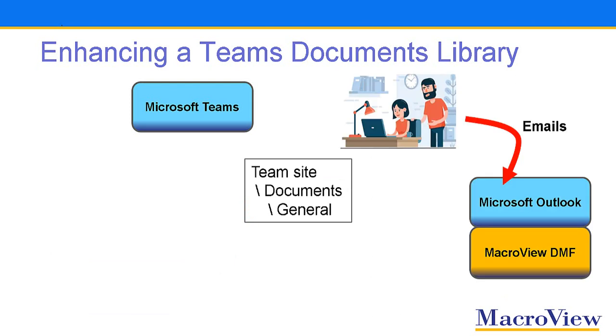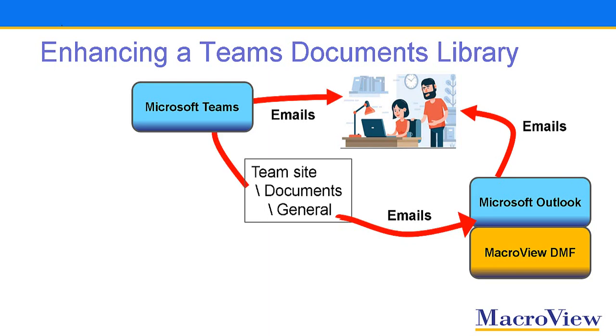Then, when the user saves an email, the MacroView software, which has been installed in Outlook, will save that email to that Teams area, automatically recording metadata and automatically naming the email to prevent duplicate copies. The MacroView software in Outlook also helps to view existing emails, and the new email messages view that MacroView has provisioned in that Teams document library also helps to view those emails when you're in the Teams UI.